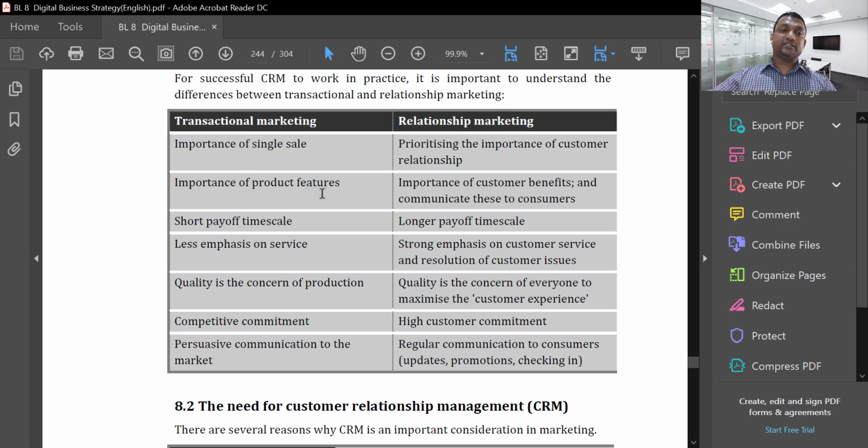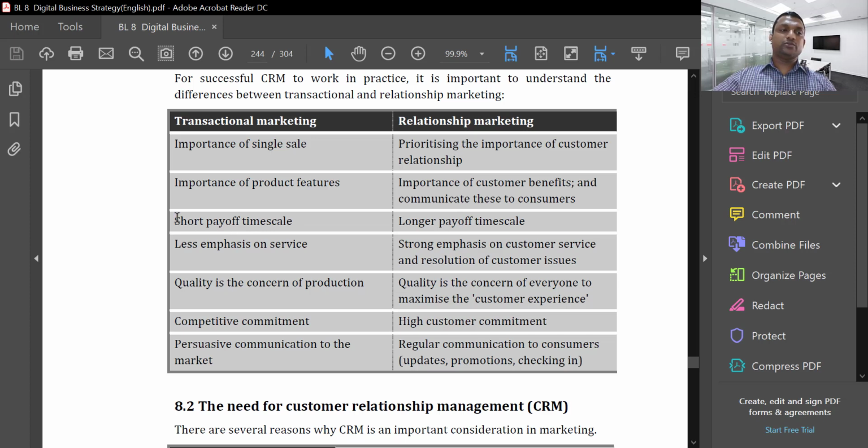Whereas the relationship marketing is the other way around. So importance of product features. They will communicate to the customer the features of the product, right? But in relationship marketing, what they communicate is how that product can benefit the customer, right? How it can help you. So customers feel more like a relationship based kind of a discussion there, whereas here they are just doing marketing by saying, okay, this product is this, and these are the characteristics. And in transactional marketing, it's about short payoff time scale.